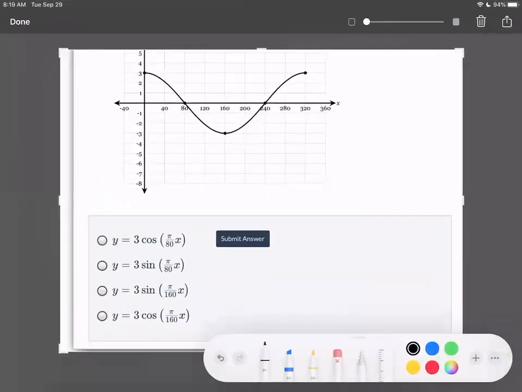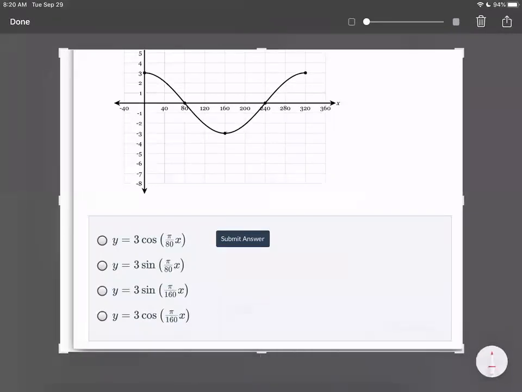Okay, so first I would like to find our midline. Our midline is right in the center between the top and the bottom. I can see that that is right about there, and this has a y value of 0. So at the very end, you can see that all of them have a plus 0. They're all qualified right now just by looking at the midline.